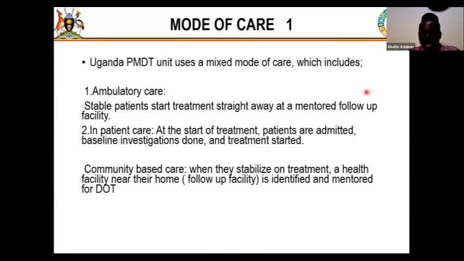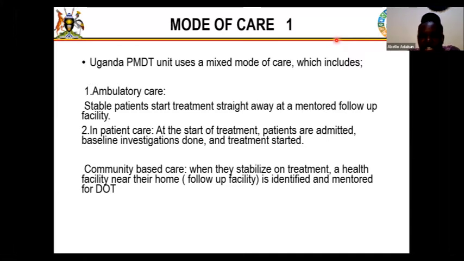So the mode of care that we use to manage MDR-TB patients is a mixed mode of care, meaning that patients who are stable have ambulatory care. They can start their care right away at a follow-up facility near their home. It can be private, it can be government, as long as there is a nurse or any healthcare worker who is able to administer this therapy. And now that we have the oral regimen, it is easier.